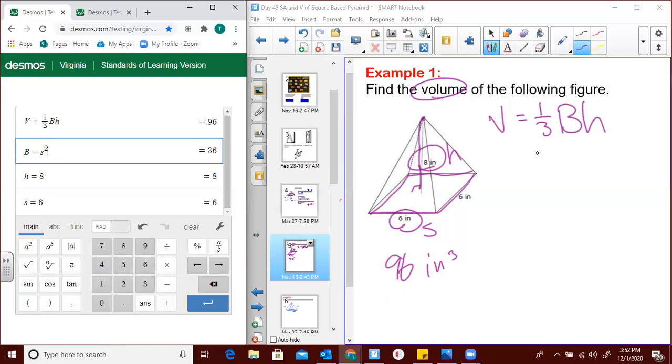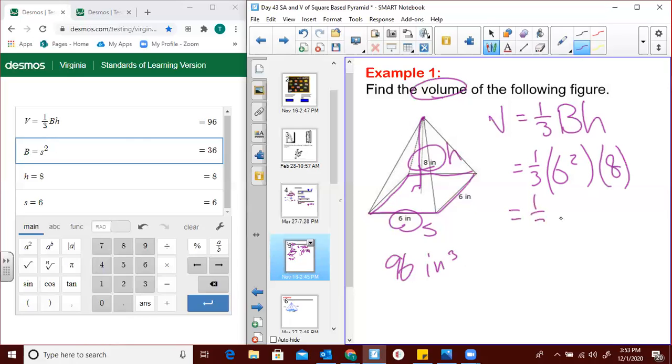Well, we know that we're going to have 1/3. That's just a constant. See, big B is the area of the base. So we are going to have to multiply 6 by itself to figure out the area, right? Because that's one of our sides. And we know that 8 is just going to be our height. So if we do that, 1/3 times 36 times 8, 1/3 of 36 is 12. 12 times 8 is going to be 96 inches.